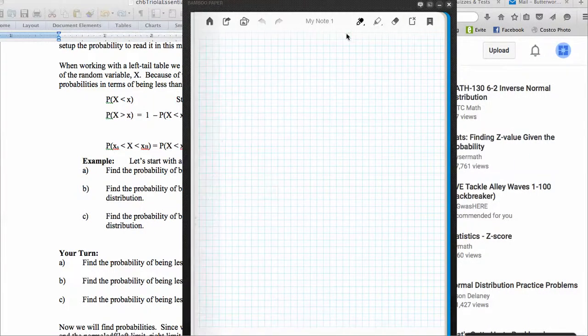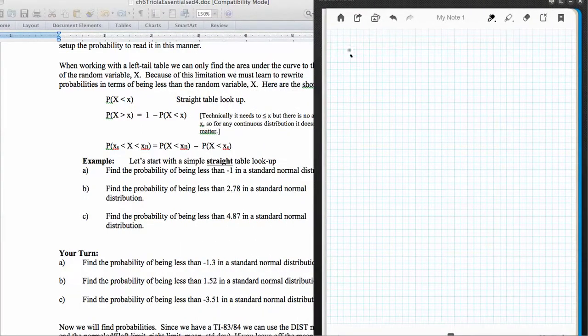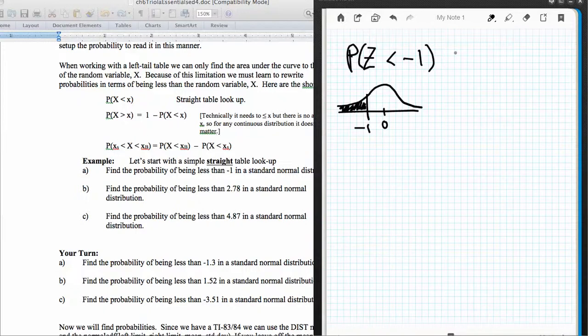Our probability of a z, because it says it's a standard normal, being less than negative 1. For the probability of being less than negative 1, I suggest that you draw a little picture of this, and I request of my students that they do that. Here's my 0 in the middle, and here's my negative 1 over here. What I'm trying to find is this area right in here.